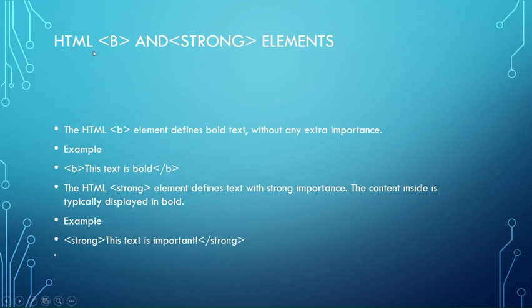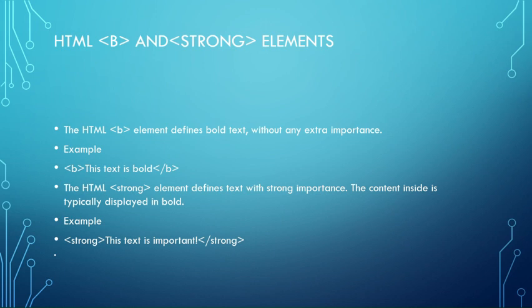So HTML B and strong elements. Often people confuse both of these, thinking that B and strong are the same. They both are used for seeking the user's attention, but that is wrong. The HTML B element defines bold text without any extra importance. Like this text is bold, just this. It is not of any extra importance. It is just for highlighting or some good effect.